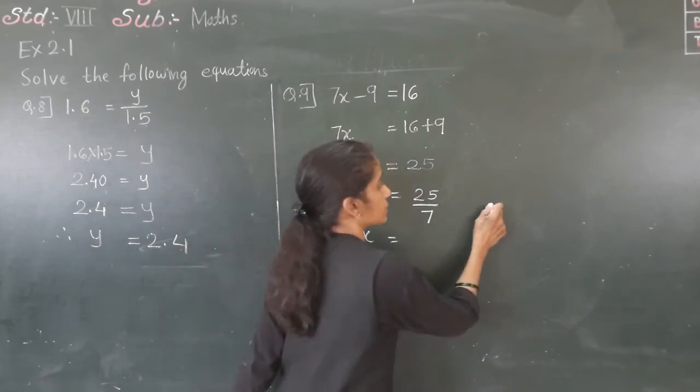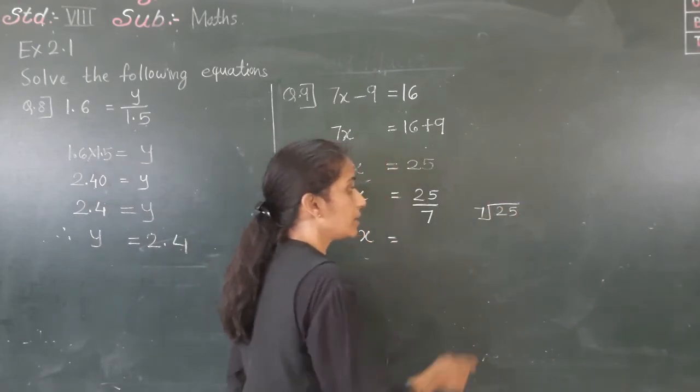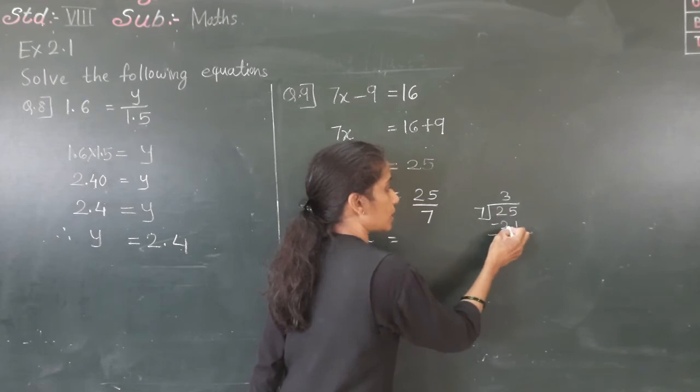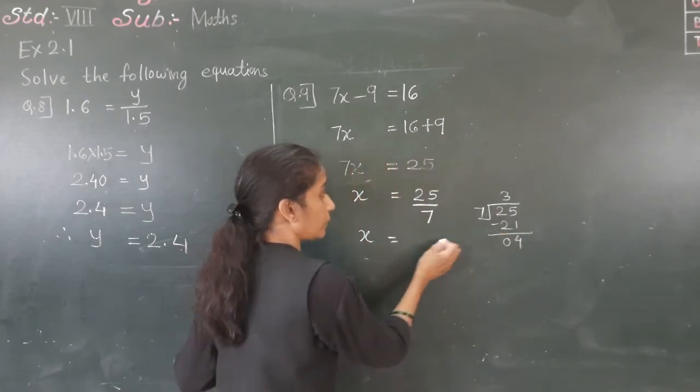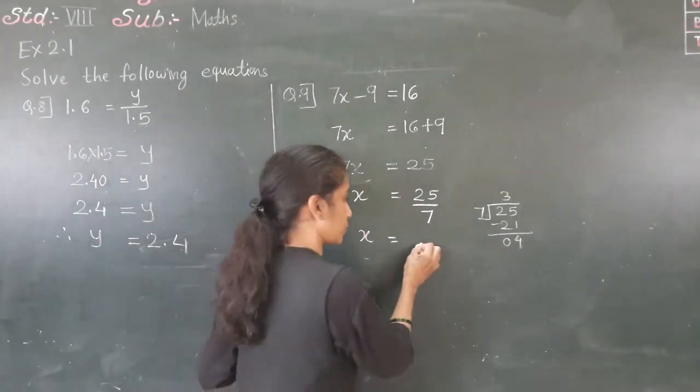Now do the division. See, you can do it this way. 25 divided by 7. 7 3s are 21. 5 minus 1, 4. 2 minus 2, 0. So what did we get? We can convert it into a mixed fraction, or we can write it in decimal form also.